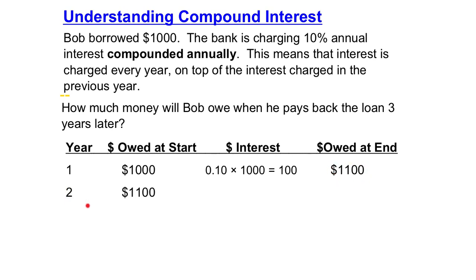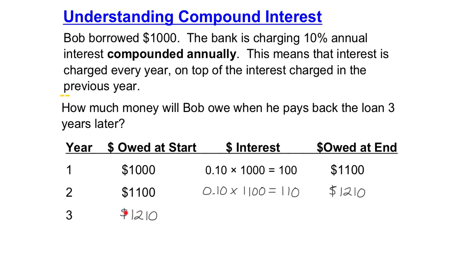So at the beginning of the second year, he owes $1,100. But this time, the bank is going to charge him 10% of that amount. So 10% of that $1,100 is $110. So in the second year, he owes $110 more in interest for a total of $1,210.